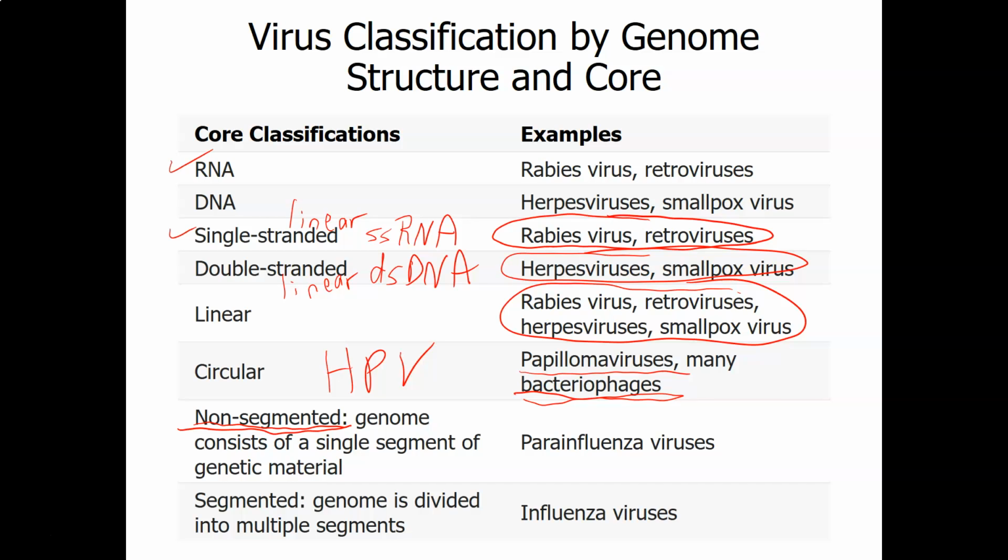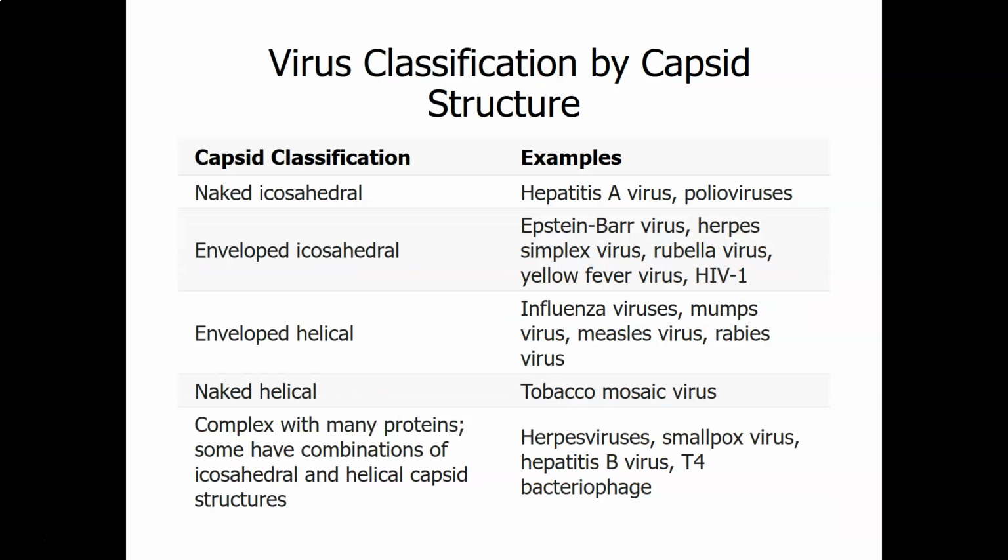Some viruses that have a non-segmented genome, in other words, the genome is just a single segment of genetic material, are parainfluenza viruses. And then segmented genome, the influenza viruses which cause the flu are segmented. They have more than one piece of nucleic acid. Now, the capsid structure is described as naked or enveloped, and then you say whether it's icosahedral, helical, or complex.